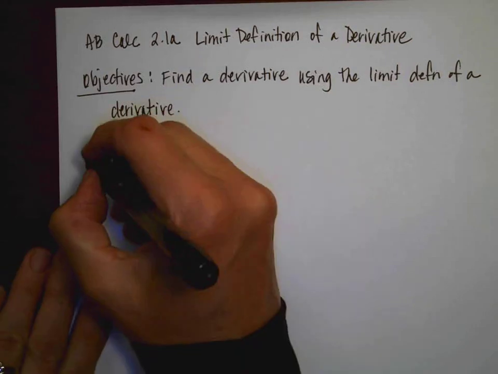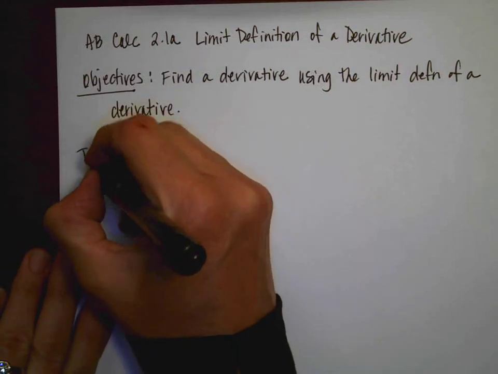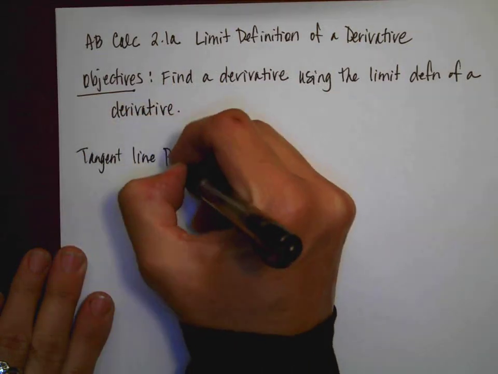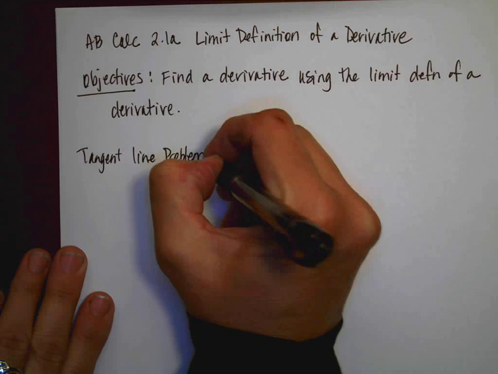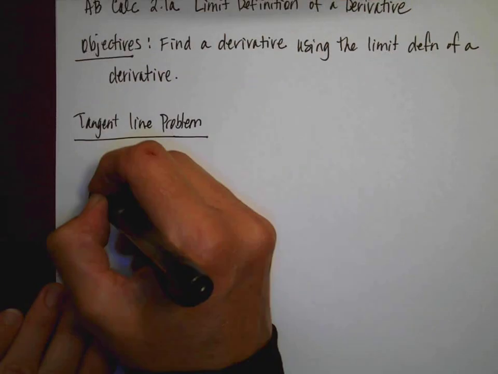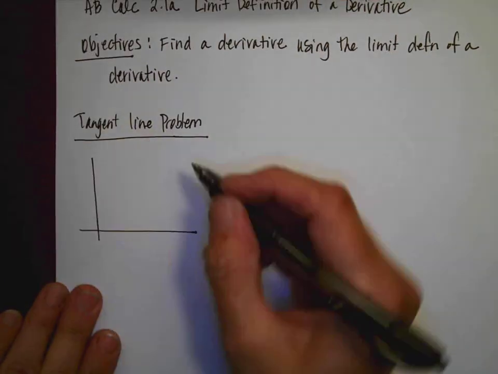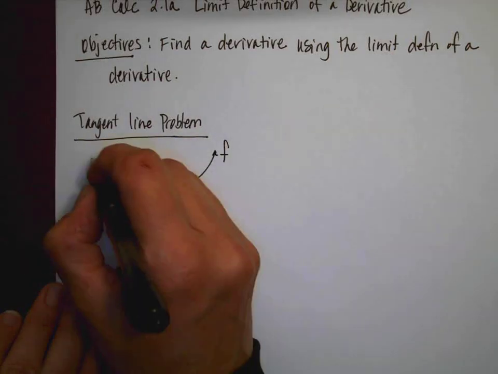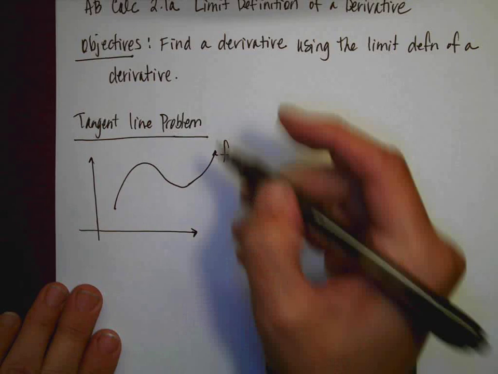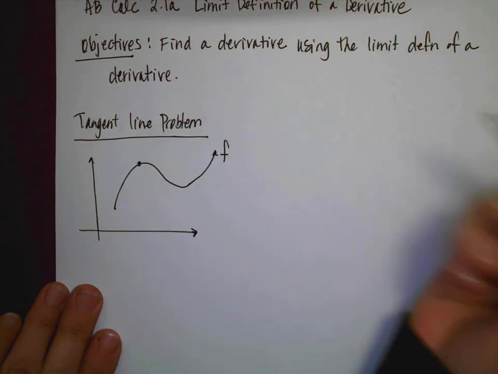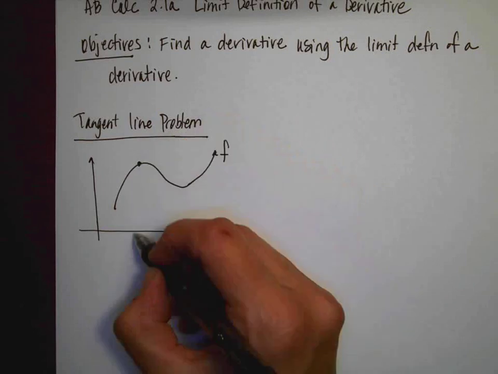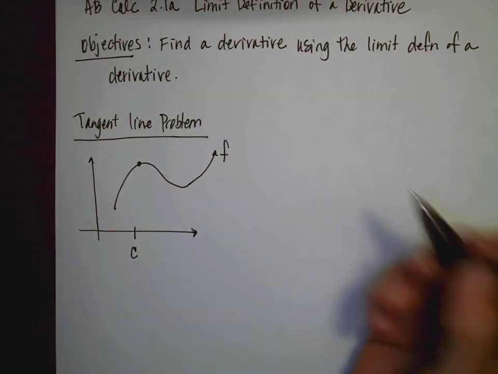So let's go back and talk about the tangent line problem. We introduced that on our very first day. So let's say I have a curve that looks kind of like this. This is my function, and I want to find the slope of the curve at this particular point, C.